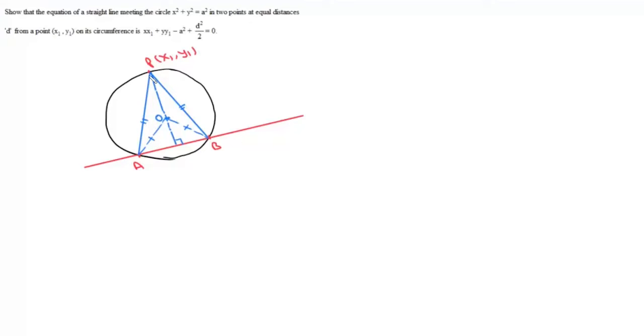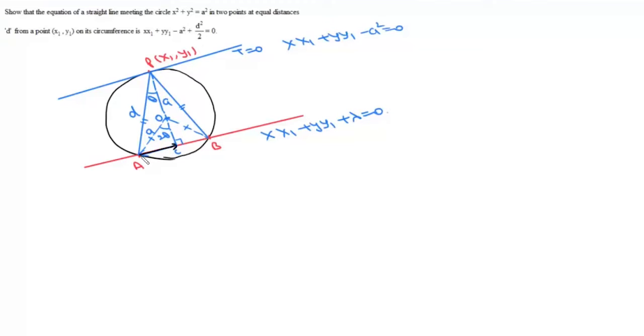Now basically this line will be parallel to the tangent at this point P. And we know that the equation of tangent at this point P is given by T = 0, which is simply x1x + y1y − a² = 0. Now a line parallel to this given line will be given by x1x + y1y + λ = 0. Now we need to find the value of lambda. Now this angle is theta. This angle will be 2 theta.